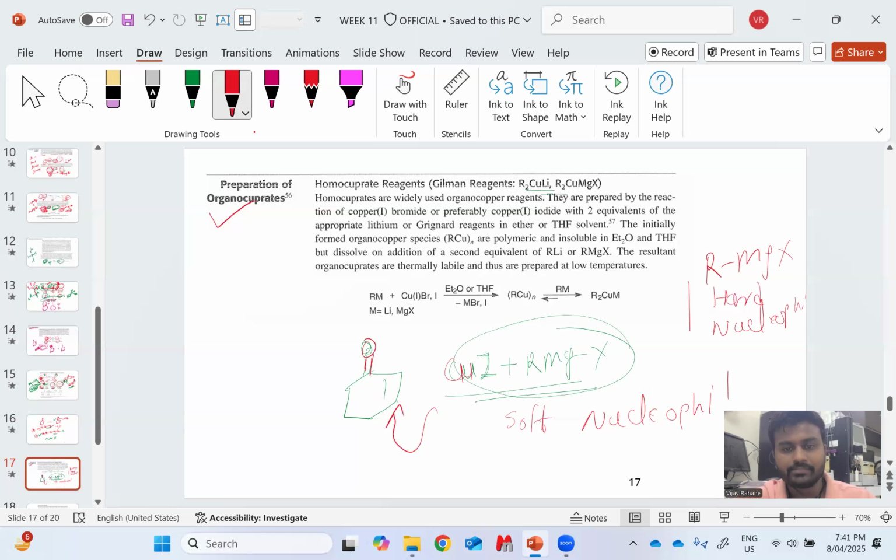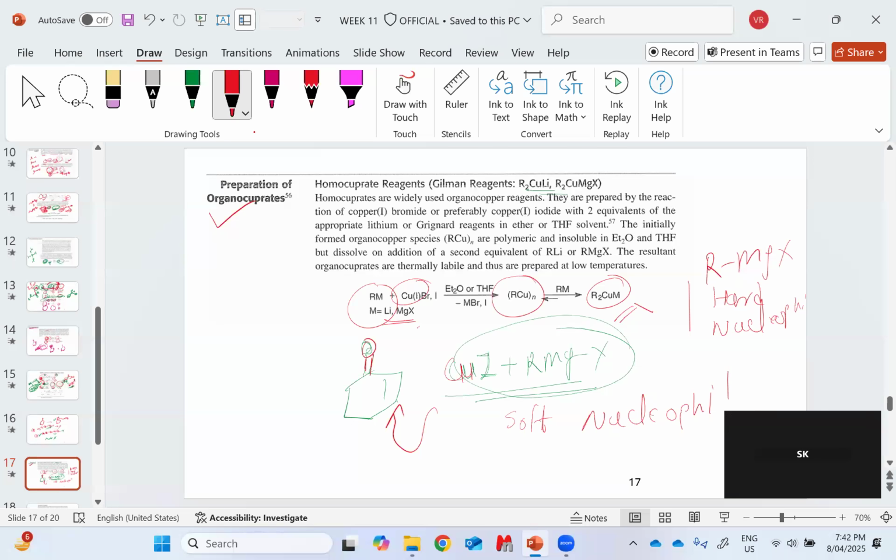So if you look at the preparation methods, let's say you have allyl lithium or the allyl magnesium halide, any kind of organolithium or organomagnesium compound. We can treat that one with the copper iodide or the copper bromide. It gives the formation of R2CuM, where M stands for the metal that we are using. In this case, let's say if you use allyl lithium, it gives the formation of these.